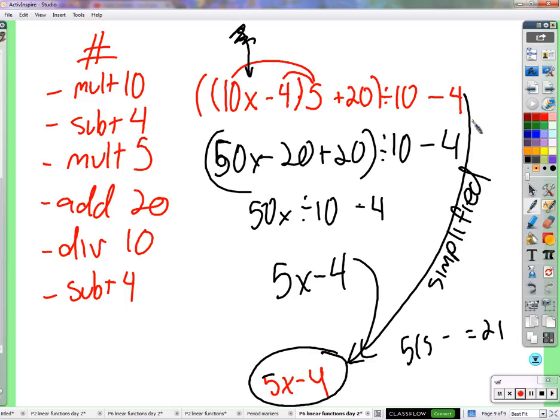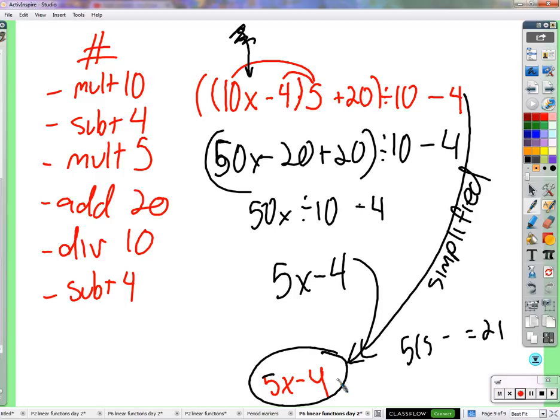What's going to happen when you plug 7 into this expression? 31. See what I'm starting to see? What I'm trying to get you to see? This expression and this expression: 31. Similar. How similar are they? Same answer. So similar that they're the same, right? The thing that you do to x, all its stuff, is the same as just multiplying by 5 and subtracting 4, right?